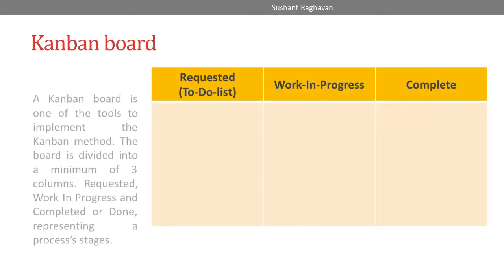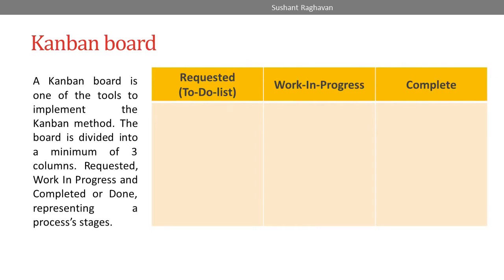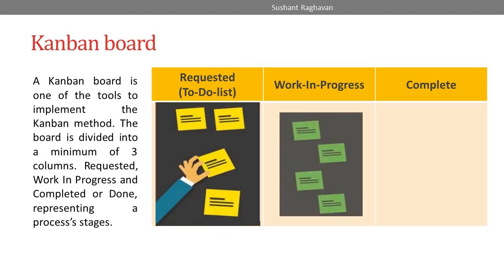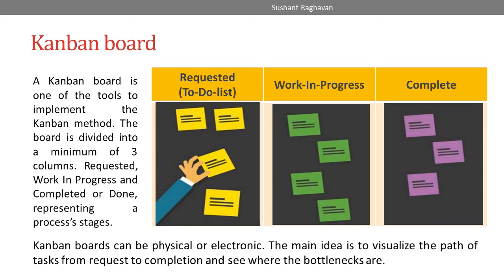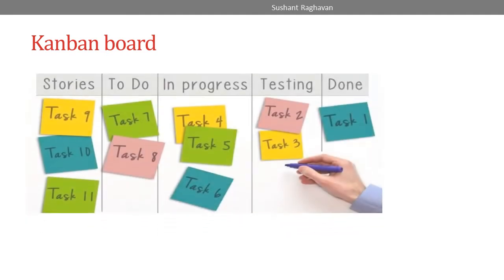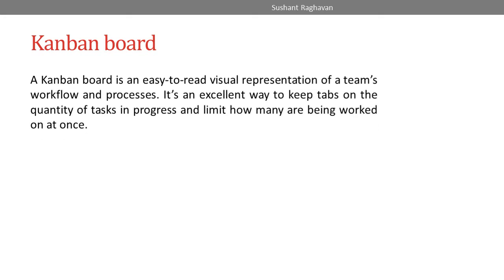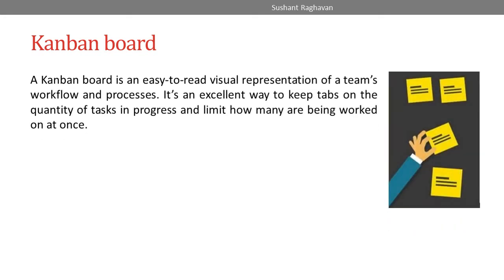Kanban board. A Kanban board is one of the tools to implement the Kanban method. The board is divided into a minimum of 3 columns: requested, work in progress, and completed or done, representing process stages. Kanban cards can be physical or electronic. The main idea is to visualize the path of a task from request to completion and see where the bottlenecks are. A Kanban board is an easy to read visual representation of a team's workflow and processes.